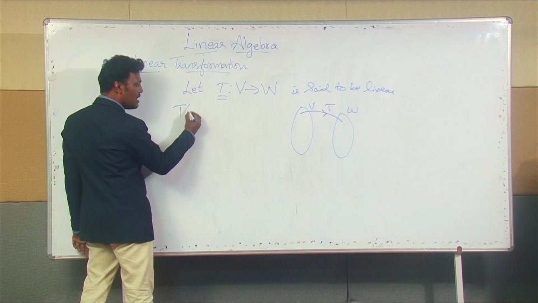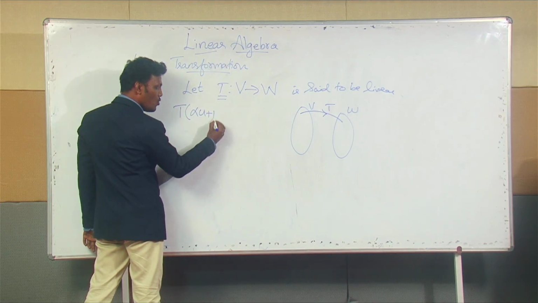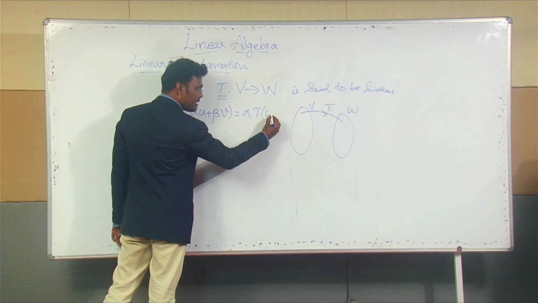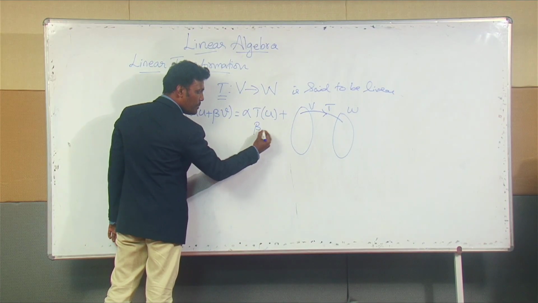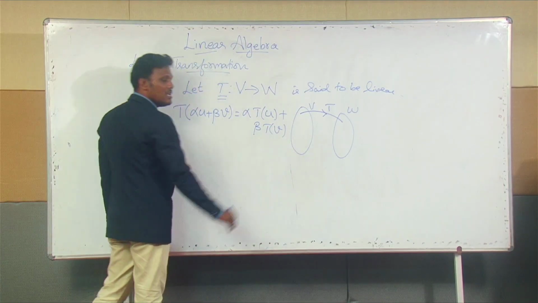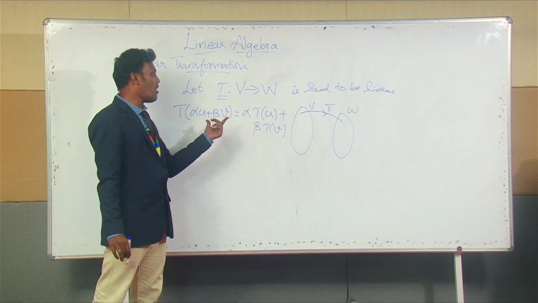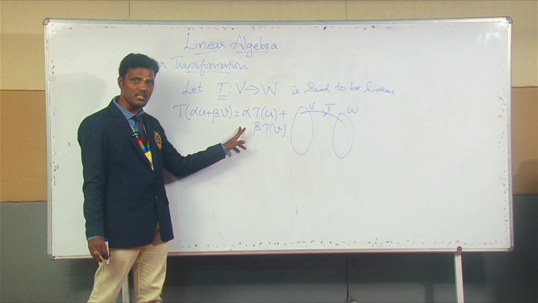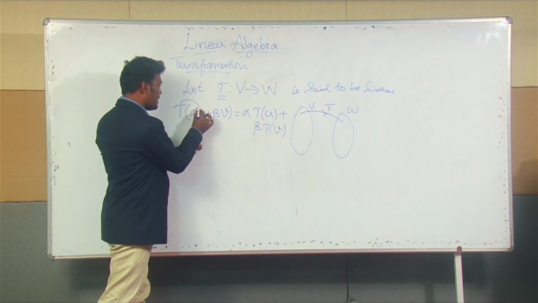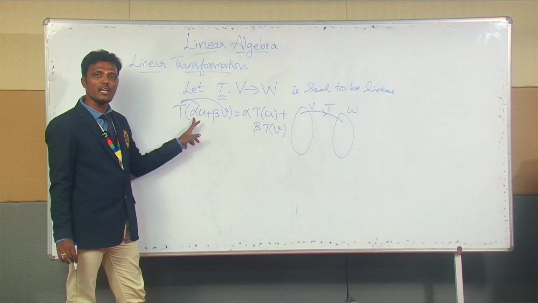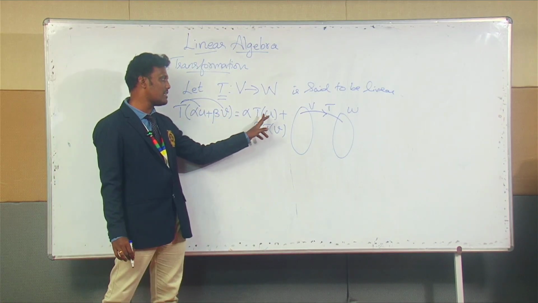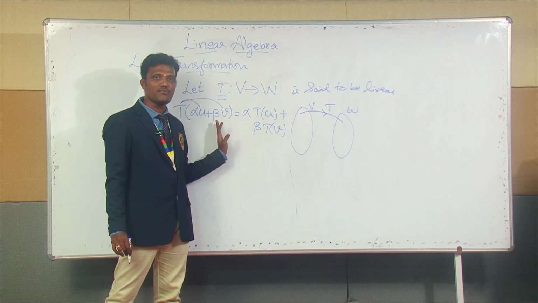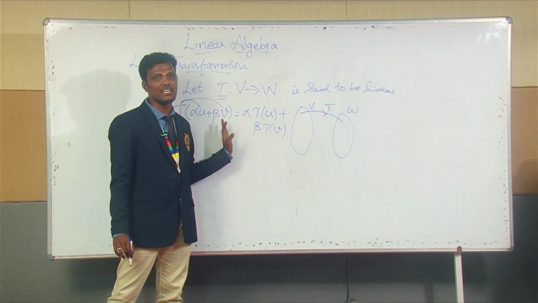The condition is T of alpha U plus beta V equal to alpha into T of U plus beta into T of V. This is the main condition of linear transformation. T of alpha U plus beta V is nothing but, just apply T to each term and take the scalar outside: alpha into T of U plus beta into T of V. If the condition is satisfied, then you can say it is linear.